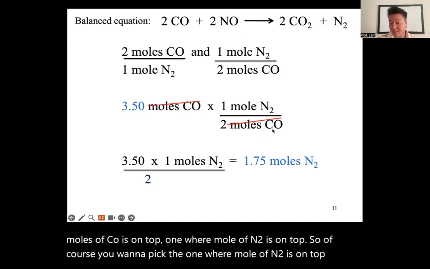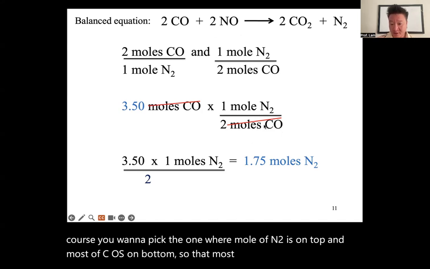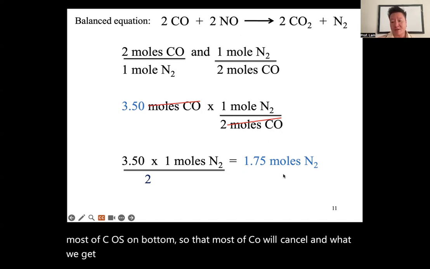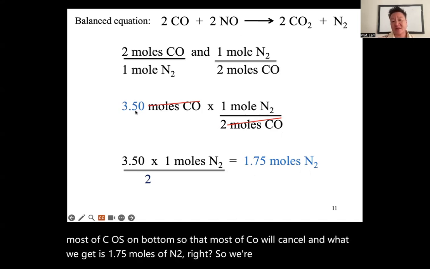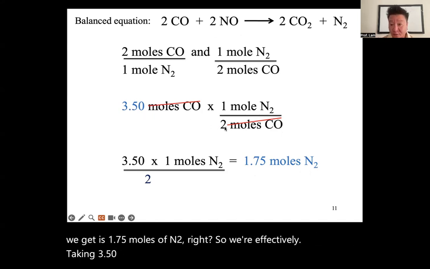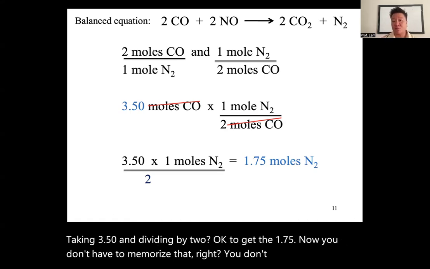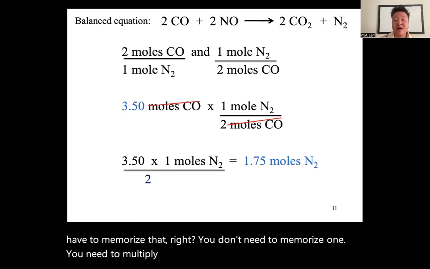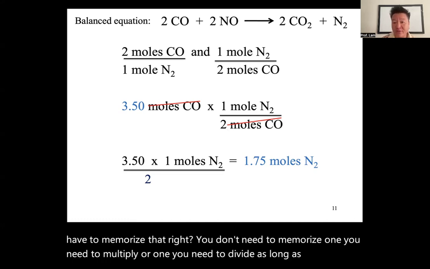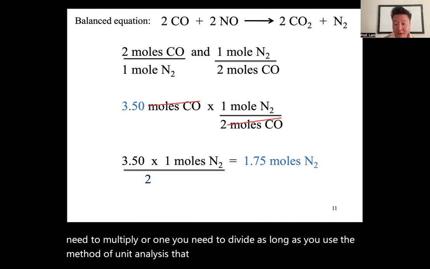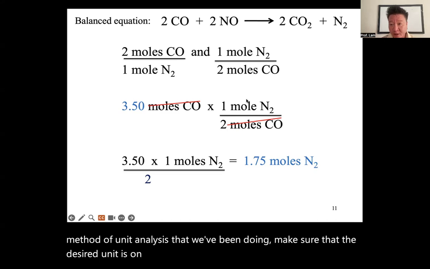And moles of CO is on bottom, so that moles of CO will cancel. And what we get is 1.75 moles of N2, right? So we're effectively taking 3.50 and dividing by 2 to get the 1.75. Now, you don't have to memorize that. You don't need to memorize when you need to multiply or when you need to divide, as long as you use the method of unit analysis that we've been doing. Make sure that the desired unit is on top, and you're going to get your answer.